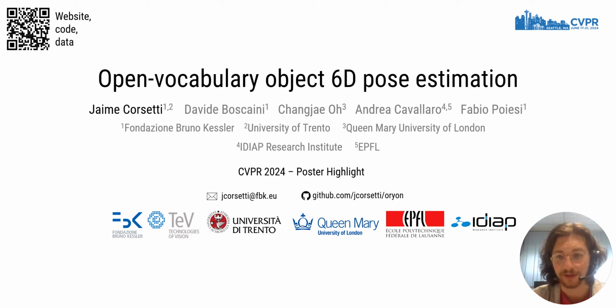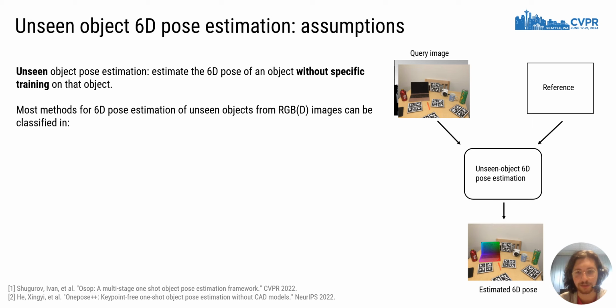Hello, I'm Jaime Corsetti and I'm going to present you Open Vocabulary Object 6D Pose Estimation, which is our latest work in unseen object pose estimation. In this task, we wish to estimate the 6D pose of an object which has not been used at training time. Current models for tackling this task can be classified in two families.